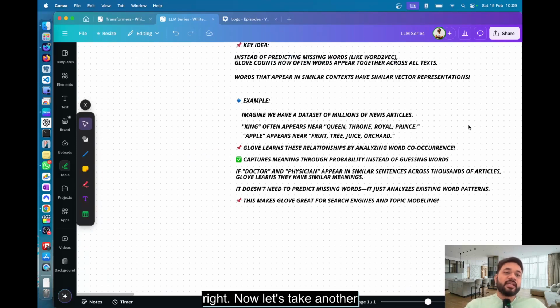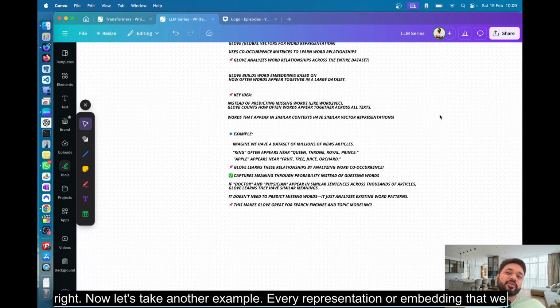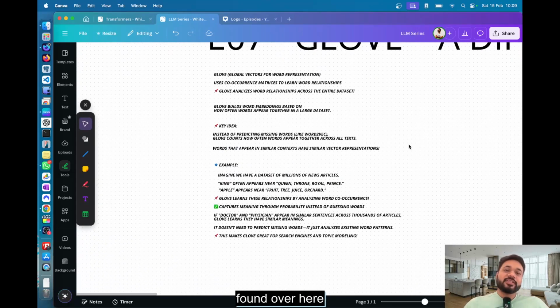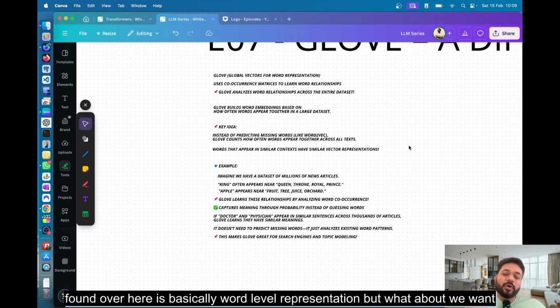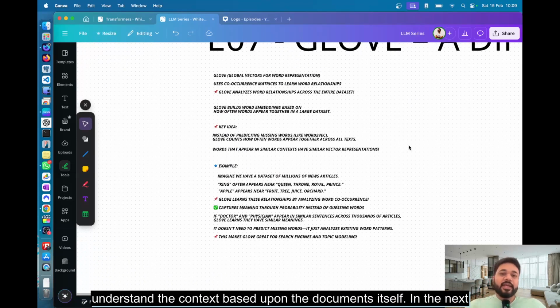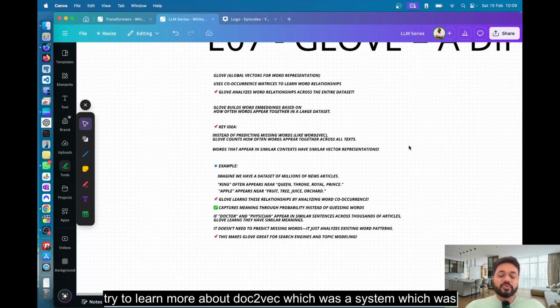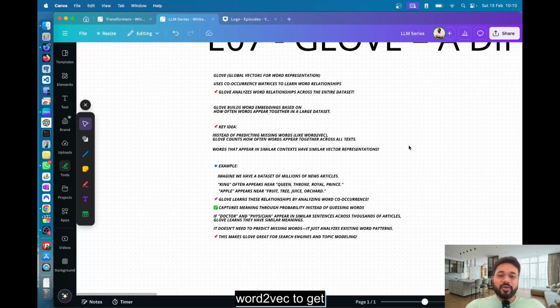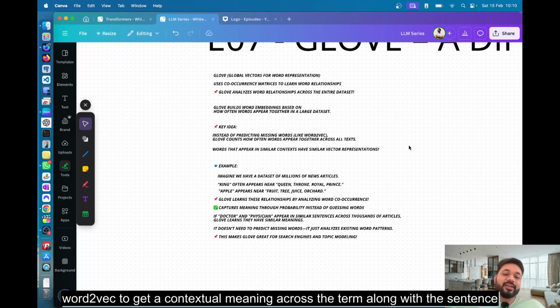Now, let's take another example. Every representation or embedding that we have found over here is basically a word-level representation. But what if we want to understand the context based upon the documents themselves? In the next video, we'll try to learn more about Doc2Vec, which was a system created on top of Word2Vec to get a contextual meaning, along with the sentence meaning as well.